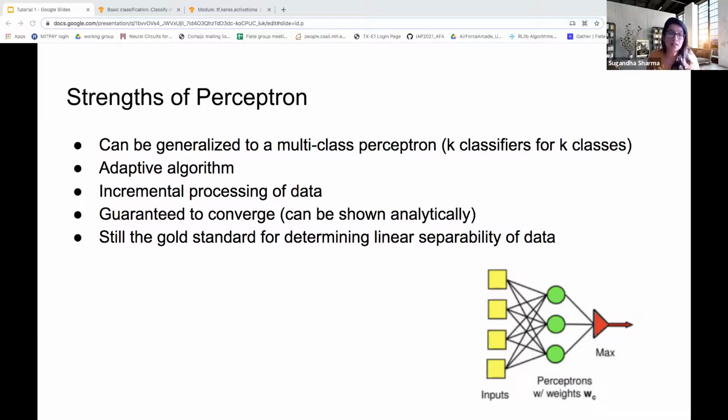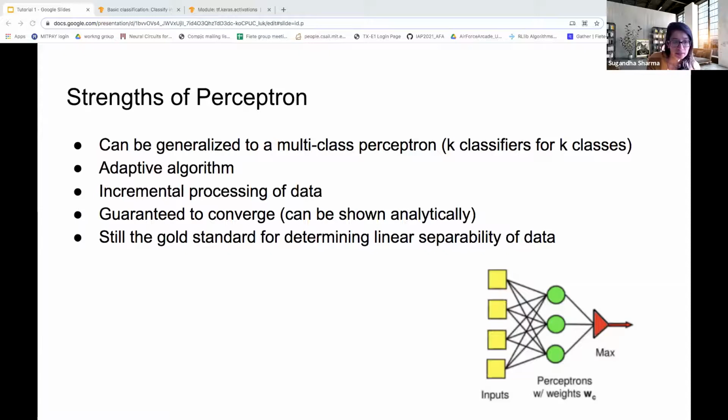And so this is still used, if you have a data set, to figure out whether that data set is linearly separable or not. So let's say you have a data set, it could be any data set which you collected experimentally. And if you want to see whether that data set is linearly separable or not, perceptron is one way of doing that. You could pass it through the perceptron and see whether it can be separated.